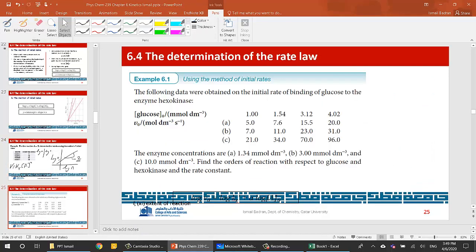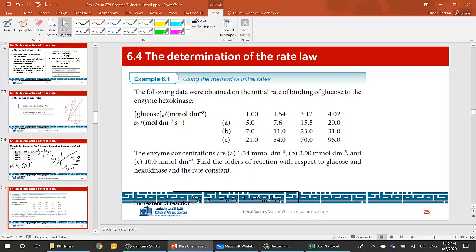Now let's move on to this example, which might be a little more complicated, but it's the same idea. But now we have two reactants that we need to deal with, not only one. This question says the following data were obtained on the initial rate of binding of glucose to the enzyme hexokinase, and we have concentrations of glucose. We have 3 experiments where we determined the V naught.